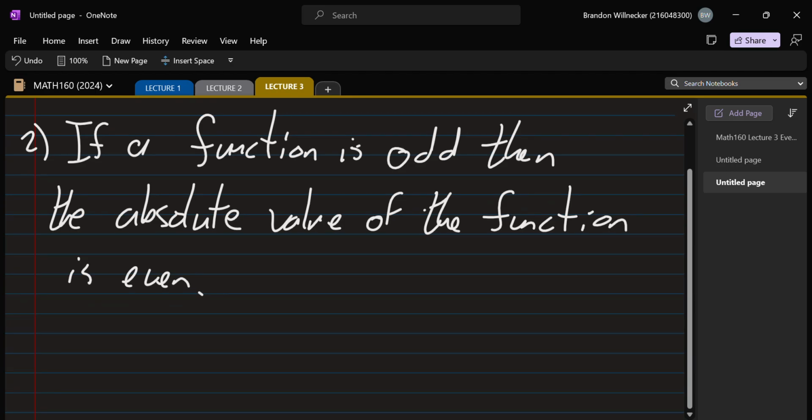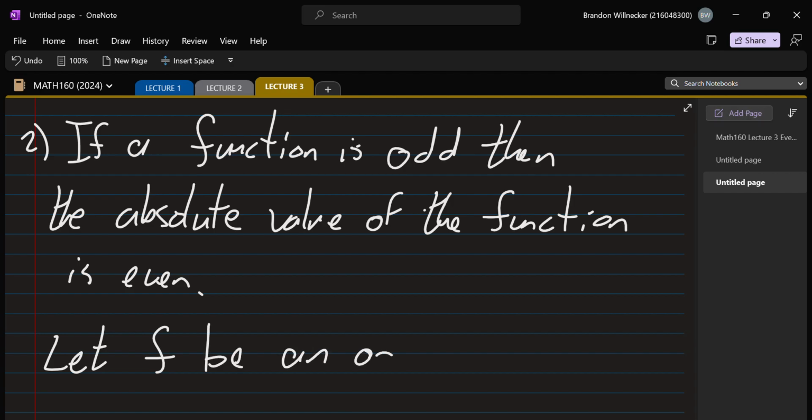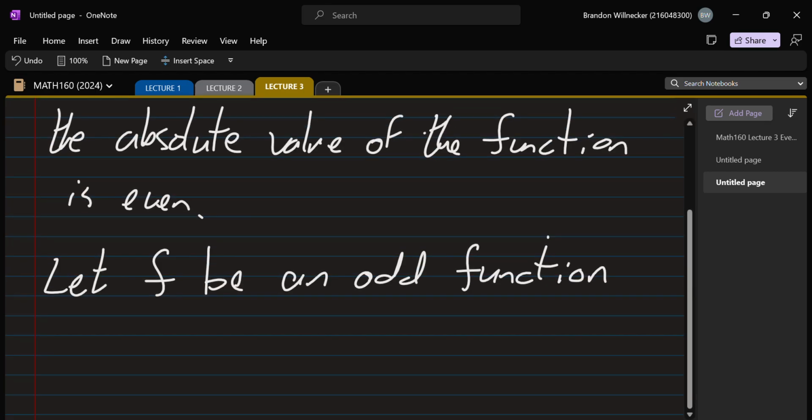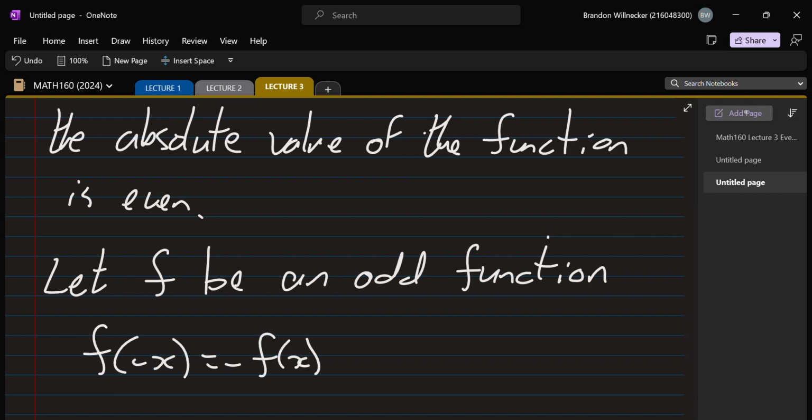So the function must be odd. So let's take an odd function. Let f be an odd function. Okay, but that's still words, right? That's not going to help us with the maths. Let's convert this into the definition that we know. So if it's odd, it satisfies the odd property. So f of minus x equals minus f of x, since f is odd. Now we can work with that.